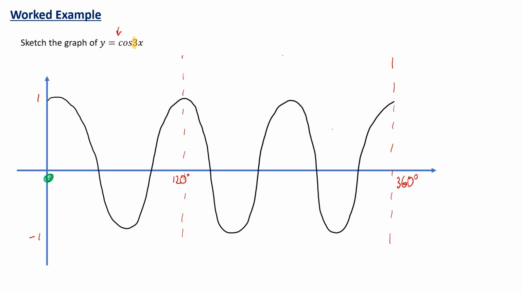We've got 3 revolutions in 360. So the first revolution would stop at 120. The second would stop at the next 120 degrees, so that's 240, and then 360.